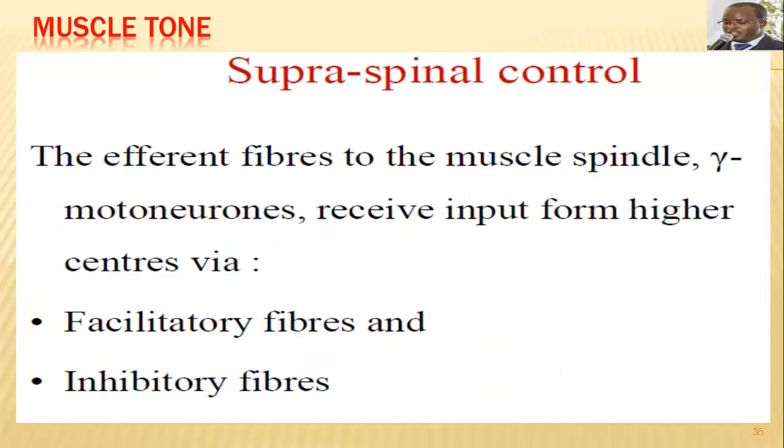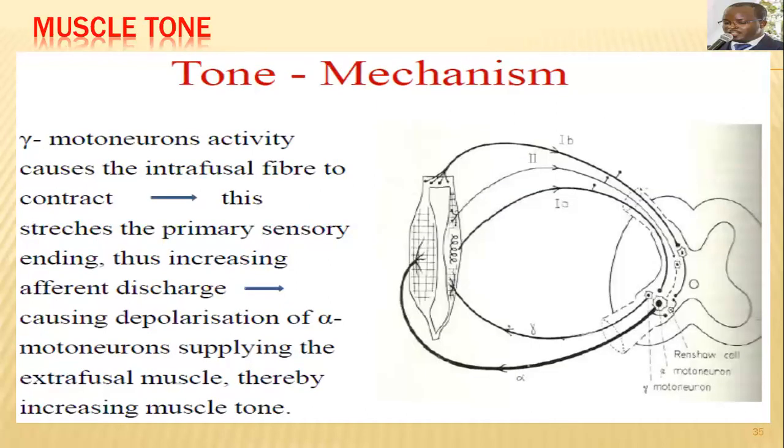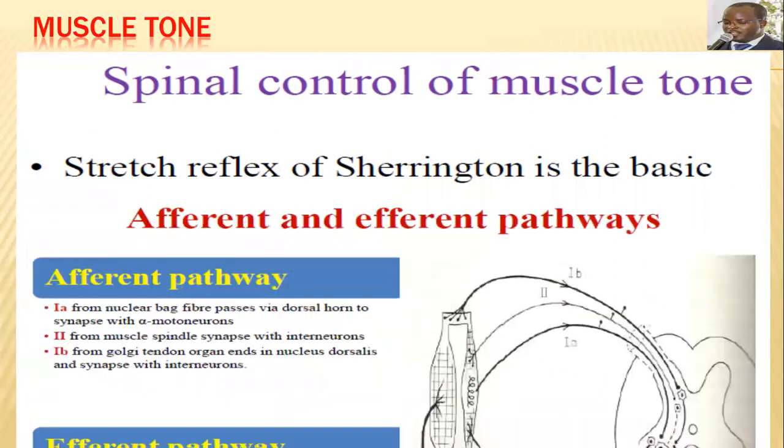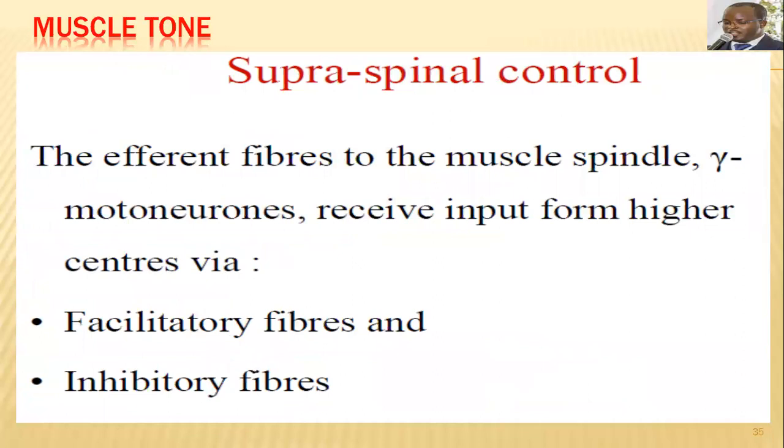The control, we started by discussing the spinal control of muscle tone, mainly looking at the stretch tone reflex mechanism. Then we also have the supraspinal control. The supra, you're talking of the brain itself. So the efferent fibers to the muscle spindles, the gamma motor neurons, receive input from higher centers. So there is input that is coming from the higher center, which is the brain itself.